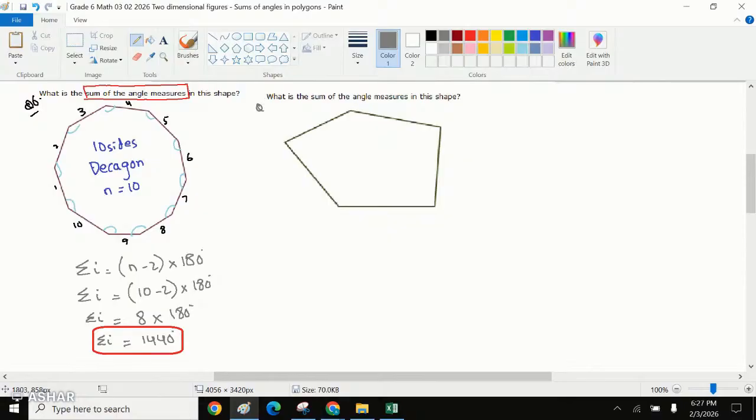This is question number 7. I'll just help you by counting the number of sides. 1 side, 2 sides, 3 sides, 4 sides, and 5 sides, okay? Can you give me the answer? You can do it directly. No working needed.